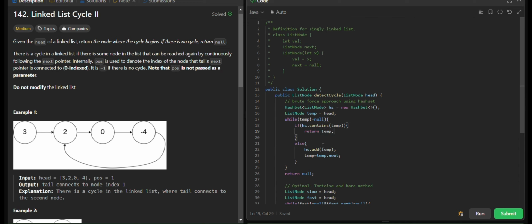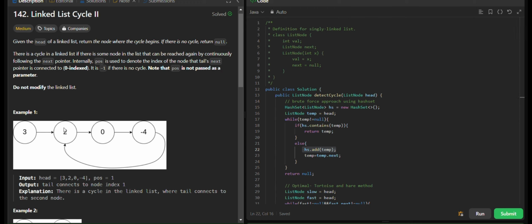Else, if this is not visited, we are visiting this node the first time, just make sure that you add it to the hash set and move your temp to the next one. Coming to the dry run, see, 3. Our temp is at 3. 3 is not visited. It is the first time. So add it to the hash set, move to the next.